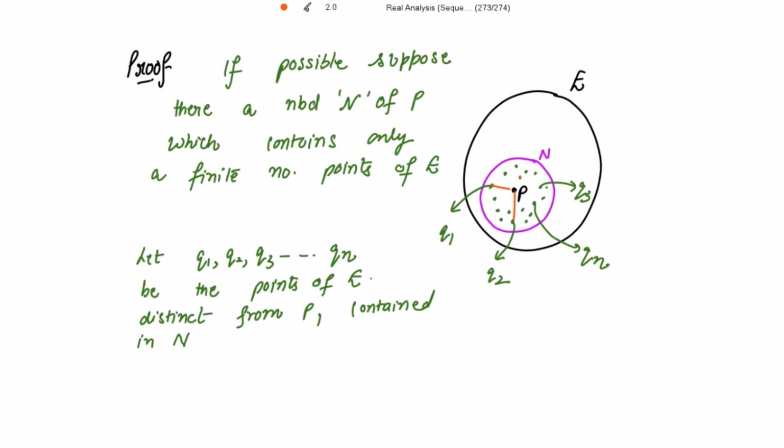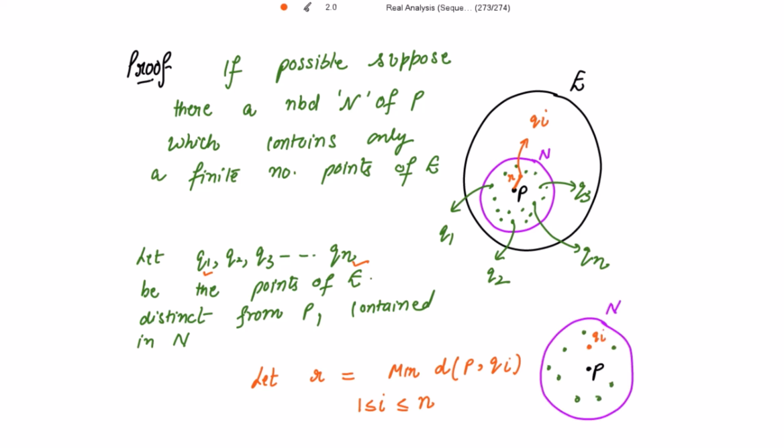Let me consider this point, let's say Qi. It has the distance R from P. It is the minimum distance among all the points of N. All the points have different distances, but this point Qi has the smallest distance from P. So we are taking the distance R to be the minimum distance from the point P to this Qi, and this i varies from 1 to n, so it is greater than or equal to 1 and less than or equal to n. Is it okay? Fine. Alright.